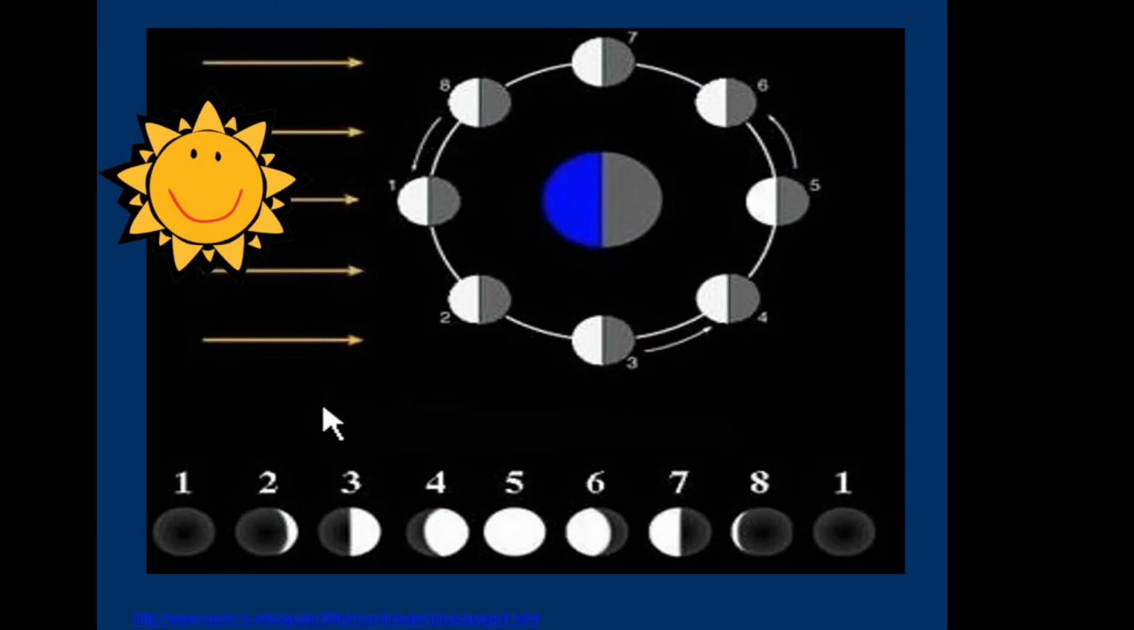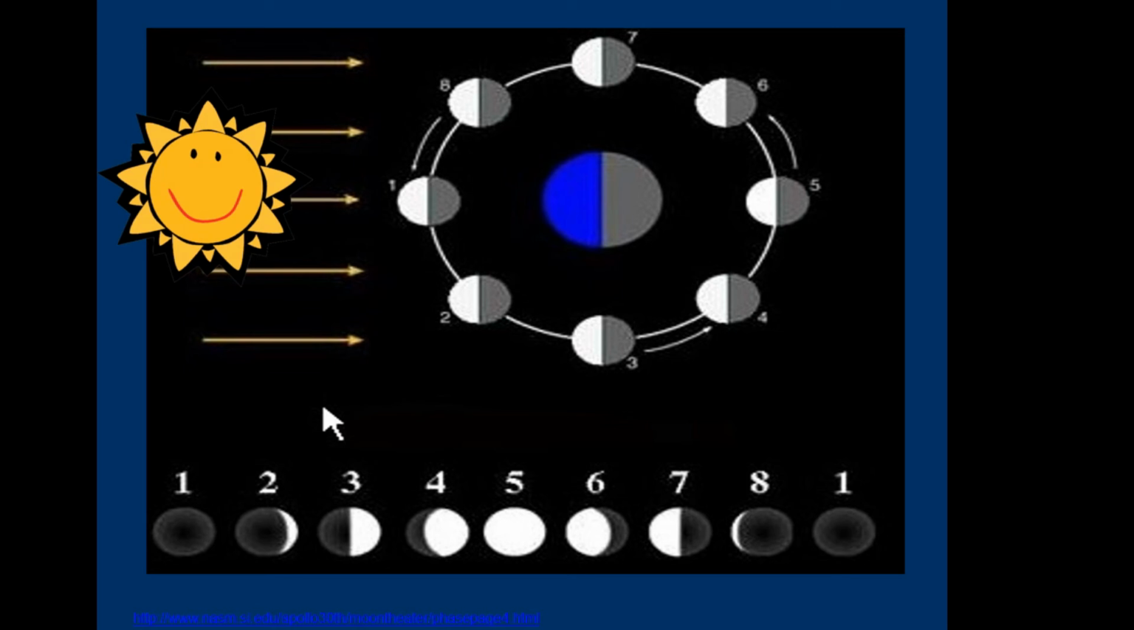Can you guess now what phases of the moon these are? Let's try it. In number 1, what is it? It's new moon. How about number 2? It is waxing crescent. How about number 3? It is the first quarter moon. How about number 4? It is the waxing gibbous.